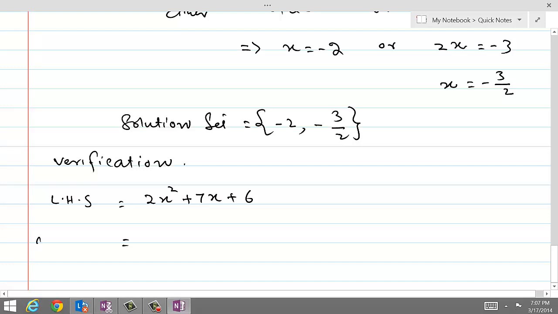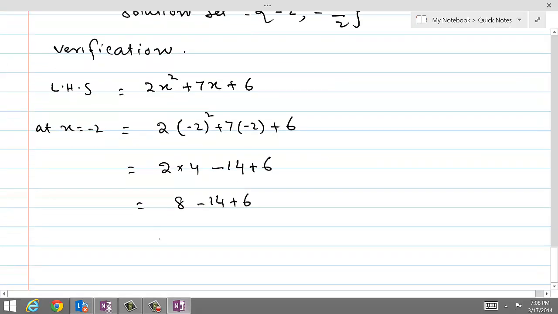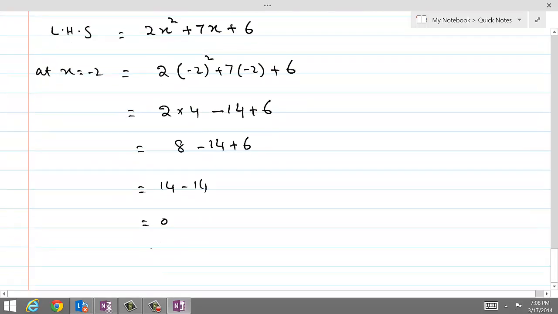And let's do this at x equal to minus 2. So this is equal to 2 times minus 2 square plus 7 times minus 2 plus 6. This is equal to 2 times 4 minus 14 plus 6, and this is 8 minus 14 plus 6, and we can see that 8 plus 6 is 14, minus 14, and this is equal to 0, which is the right hand side. You can similarly verify the other solution as well.